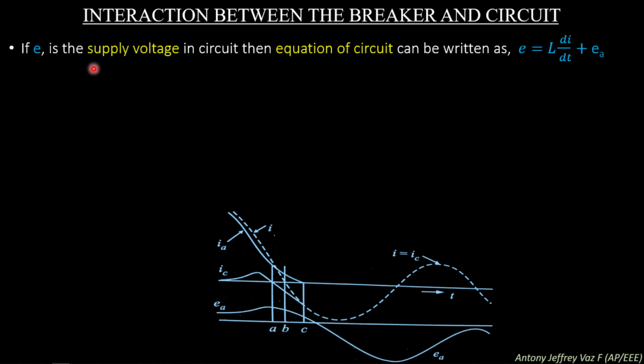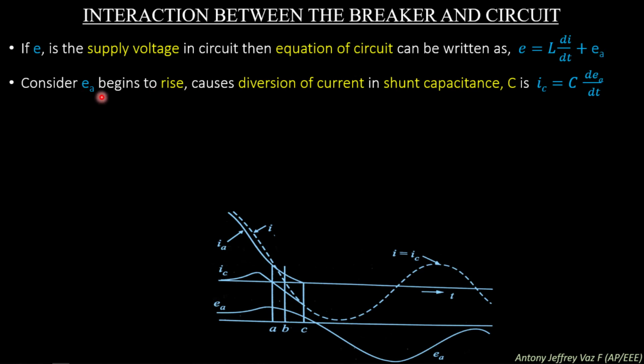If E is the supply voltage in the circuit, then the equation of the circuit can be written as E is equal to L di by dt plus EA. Here E is the total amount of voltage generated by the alternator, L di by dt is the voltage across the inductor, and EA is the arc voltage which appears across the circuit breaker contact.